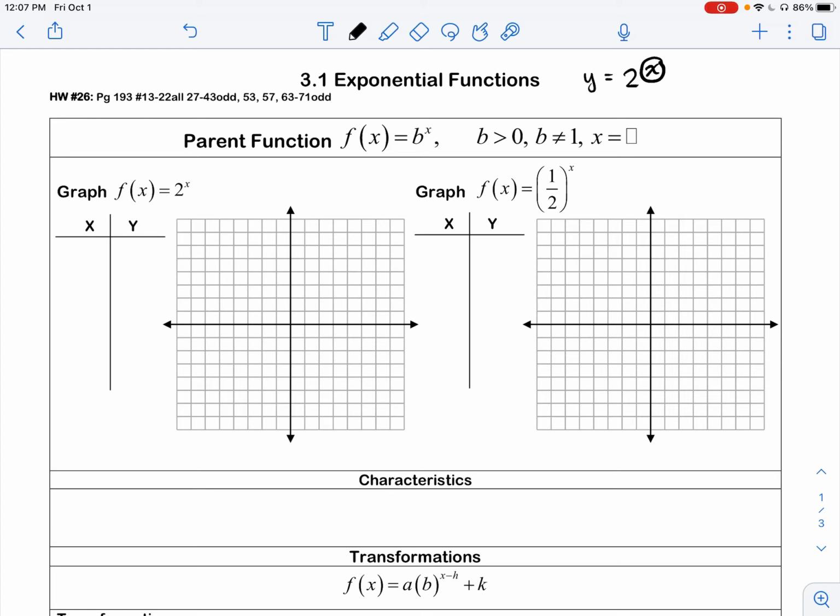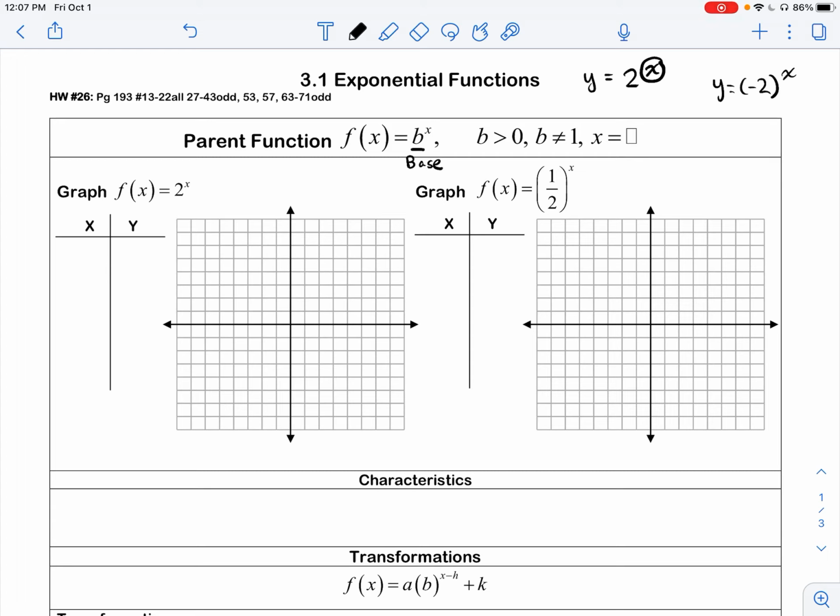First off, whatever we're raising to the power, we call this our base. And that base must be greater than 0. The reason is essentially that we can't raise a negative number to a power. So for example, if I had negative 2 raised to the power of x, just pause and think about this for a moment.